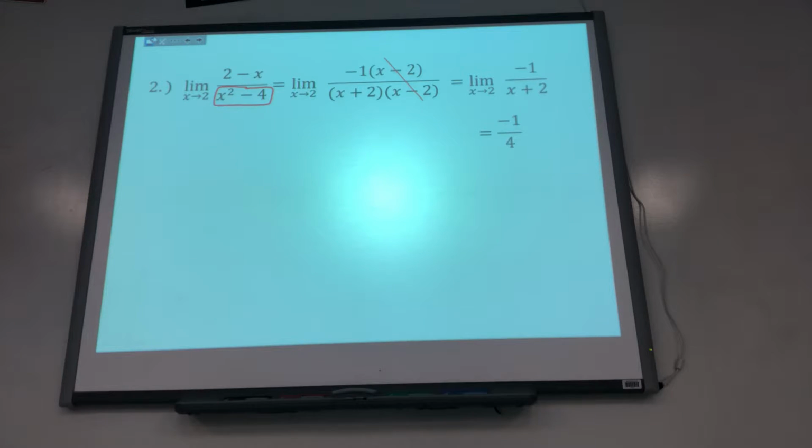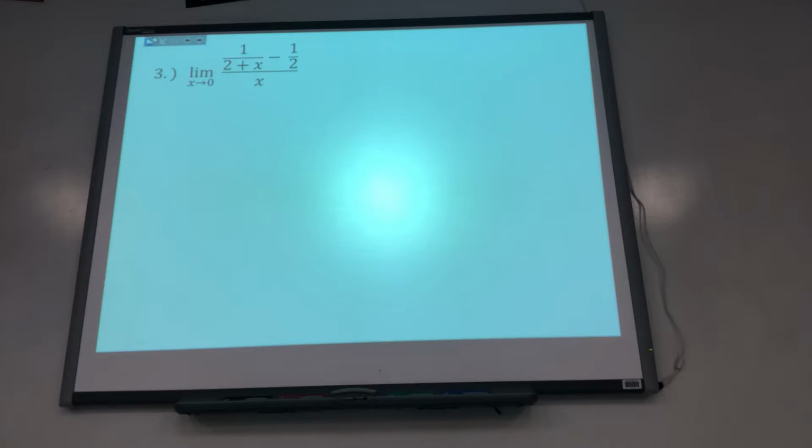Okay, any questions about that one? That was like one of our methods from yesterday, but just something a little bit new there on top. Now, I'm going to try just one more example with you, and it's a good one. Number 3, we're finding the limit as x approaches 0 of 1 over 2 plus x minus 1/2, all over x.